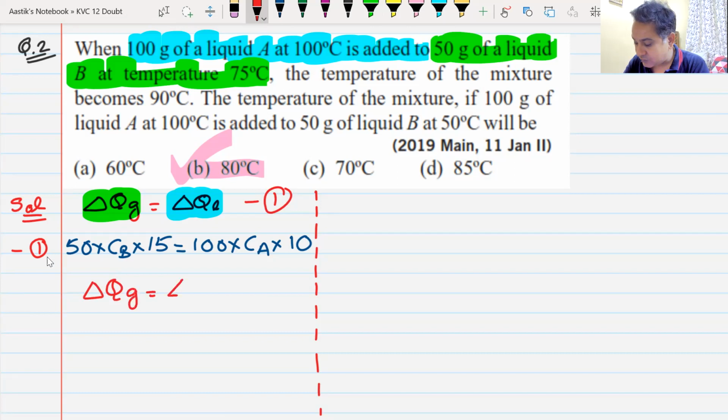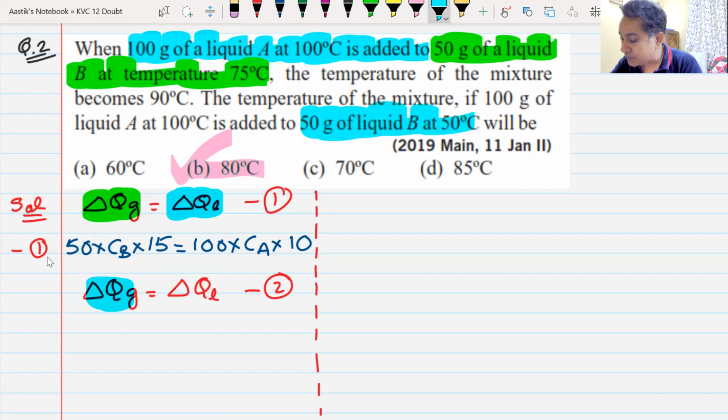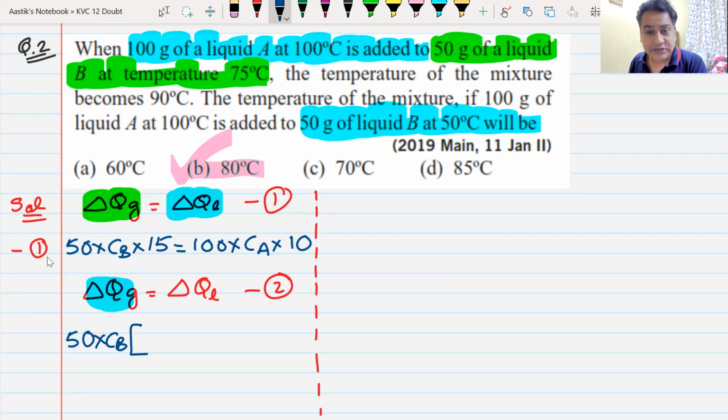Heat gain is equal to heat lost in case number 2. Who is gaining heat? Who is losing heat? Obviously, this liquid is again going to gain heat, but here I do not know the final temperature. Doesn't matter. The mass is 50 grams. 50 multiplied by specific heat of B into the change in temperature. Let us call the final temperature theta. So it will be theta minus 50.